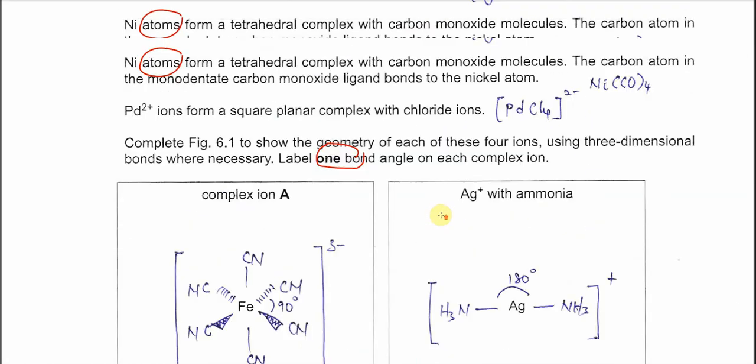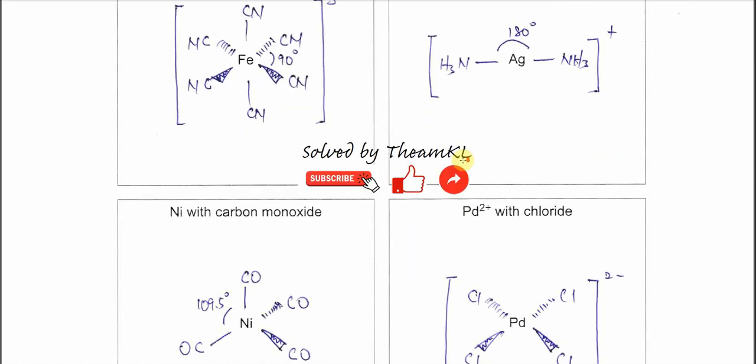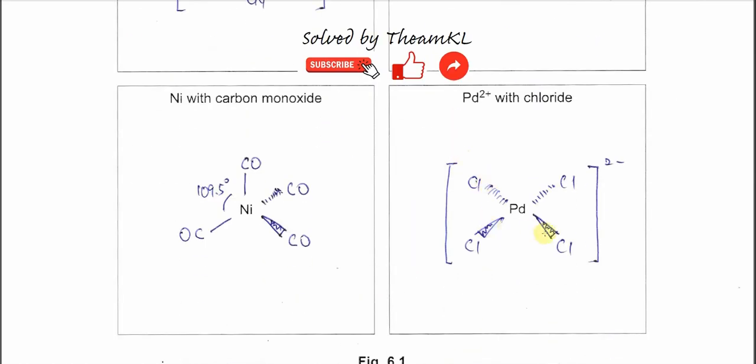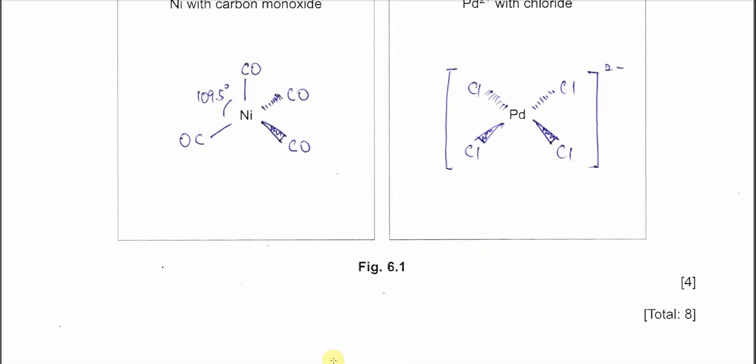Okay, the last one is the palladium(II) ion forming a square planar complex with the chloride ions. For square planar, you just need to draw something like this, two wedge lines, two dotted lines, and put all the chlorides there. So the overall charge is 2 negative. This is square planar. Okay, that's all. Thank you.